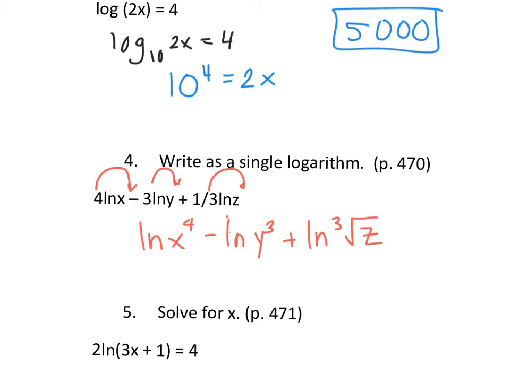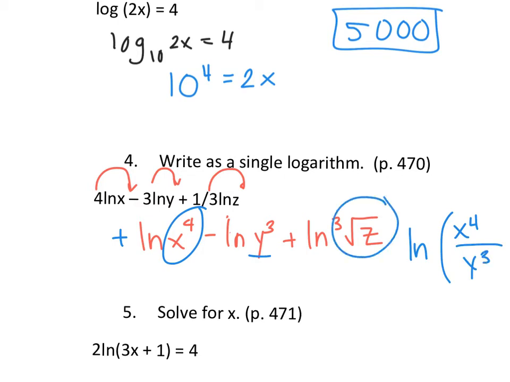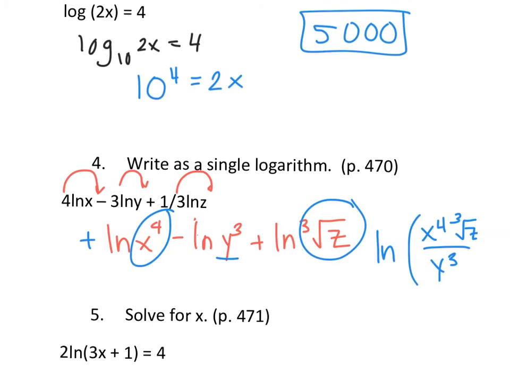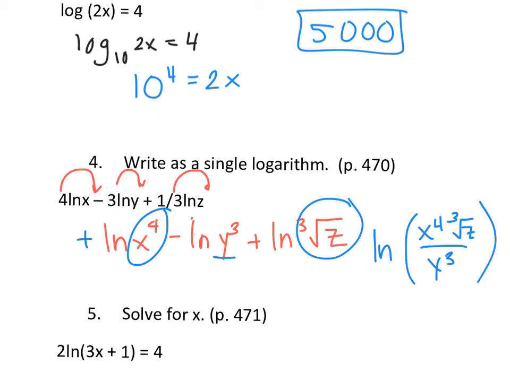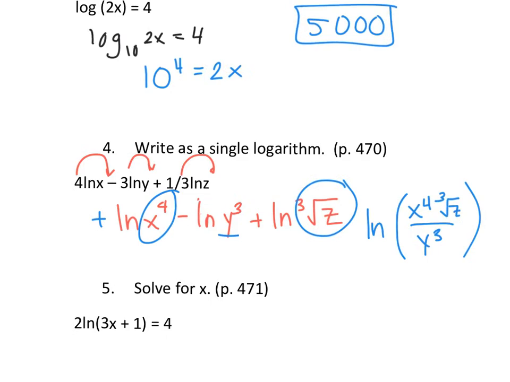So now I can combine these, remembering that the property of subtraction makes this expression go in the denominator. Addition makes this go in the numerator. So I'm going to start out with natural log. X to the fourth is going to go in the numerator because it's a positive. Y to the third is going to go in the denominator because it's negative. And the cube root of z is going to go in the numerator. Okay, so I have written it as a single log. So it can be a natural log or a logarithm for that type of problem.